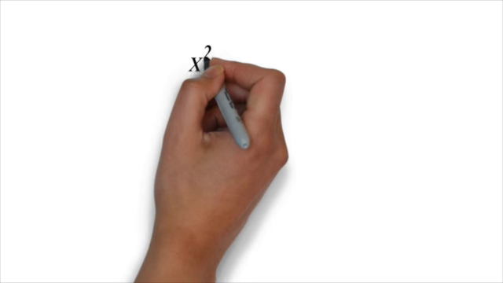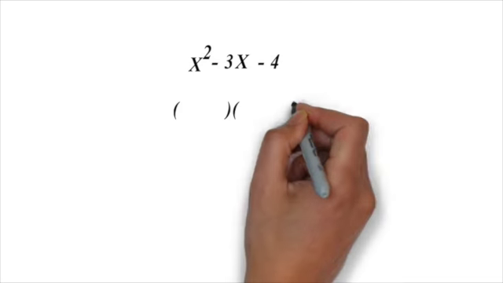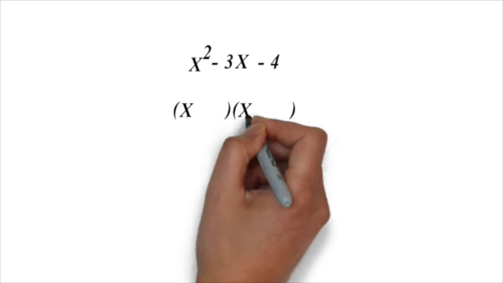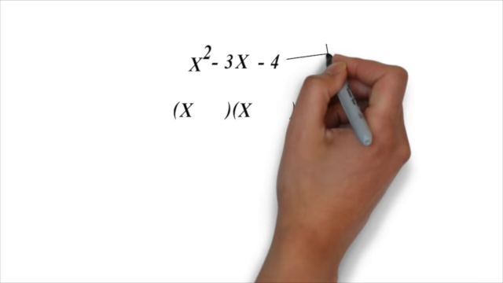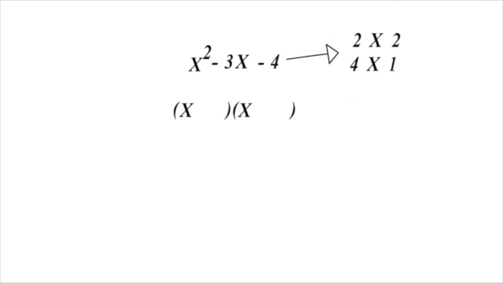Moving on to our next example, we have x squared minus 3x minus 4. Since our first term is just x squared, we can start out our parentheses each with an x in them, like so. Next, we look at our third term, which is a 4. We look at all the possible factors of 4, which are 4 times 1 and 2 times 2.